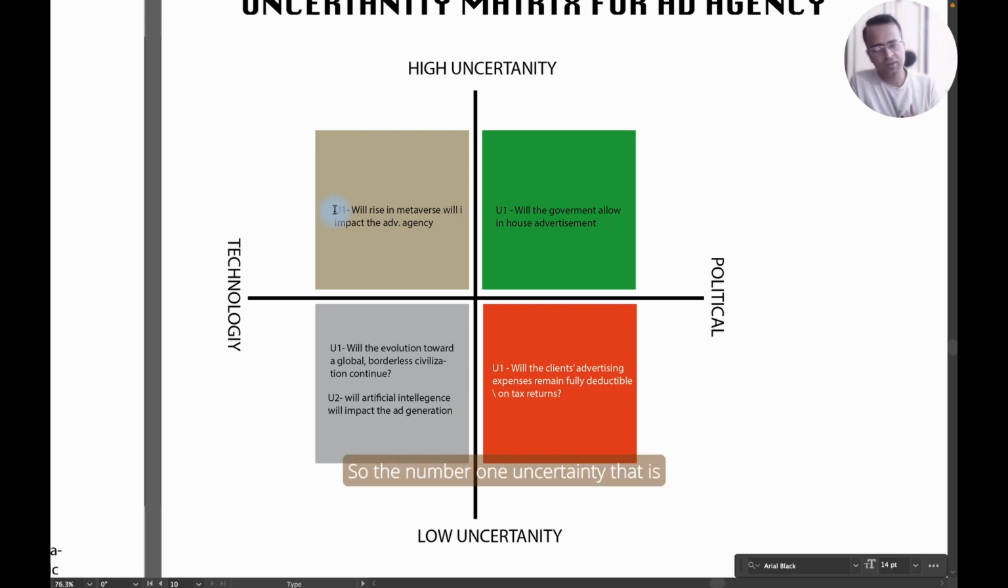So the number one uncertainty, that is high level of uncertainty, U1. The question arises, will the rise in metaverse impact the advertisement agency, and how is this going to impact?